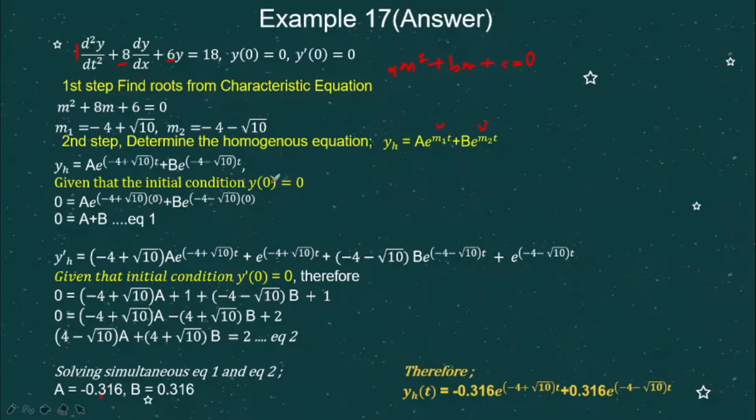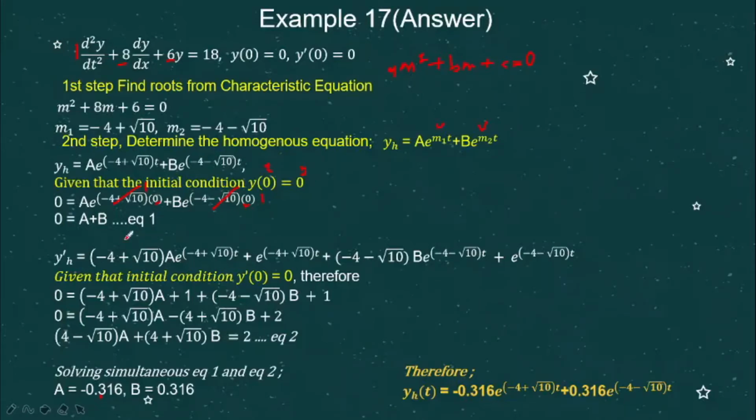How to determine them? The question gives us the initial condition where y(0) equal to 0. This means t is 0 and y is 0. So when t is equal to 0, the exponential e to the power of 0 gives 1, and this also gives 1. Therefore, we get 0 equal to a plus b. So this is our first equation.